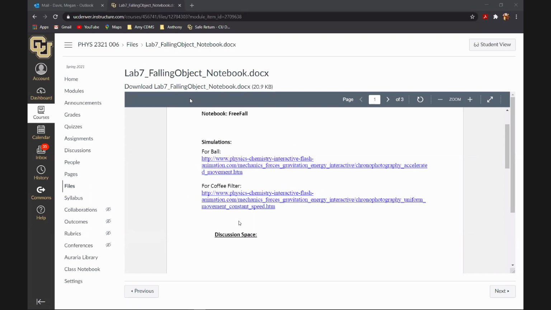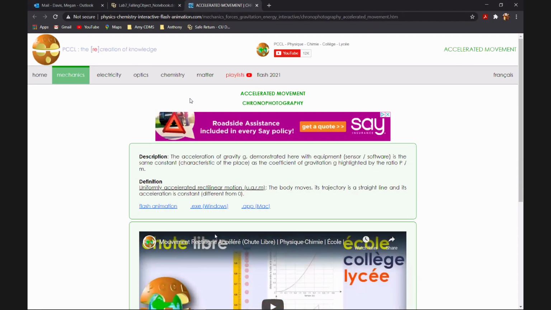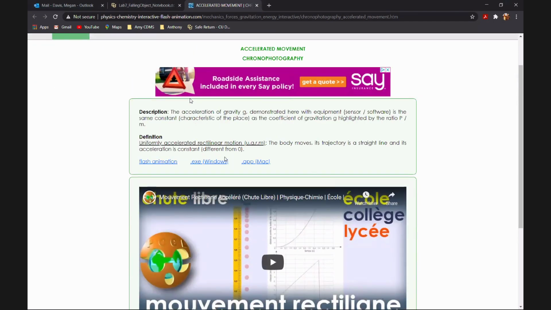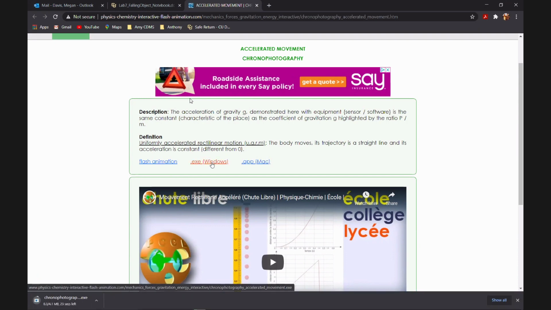So you have 2 simulators this time around. One of them is a simulation of a ball dropping to the ground, and one of them is a simulation of a coffee filter dropping to the ground. So I'm going to click on this ball one first, and it's going to bring you to this page. From here, you have to click on one of these links. If you have a Windows, you click on the Windows. If you have a Mac, you click on the Mac. I have a Windows, so I'm going to click on this one.